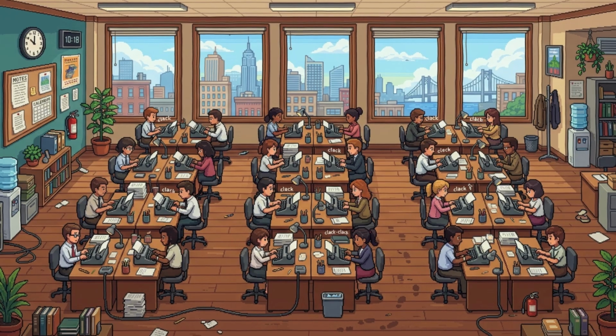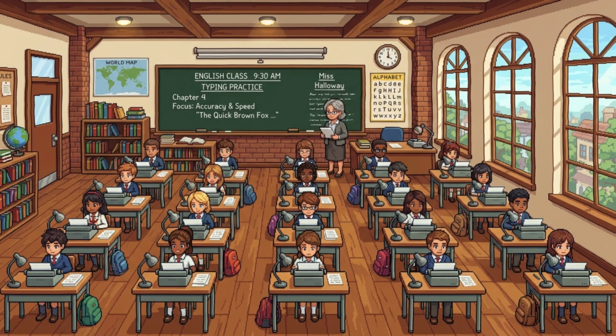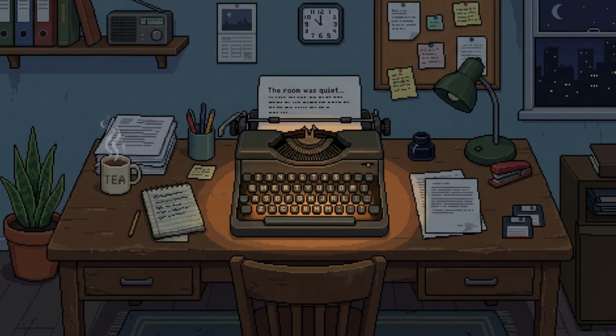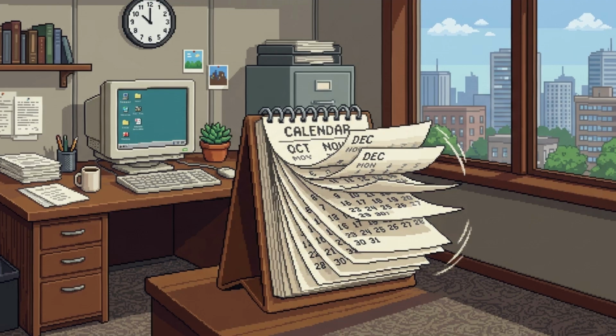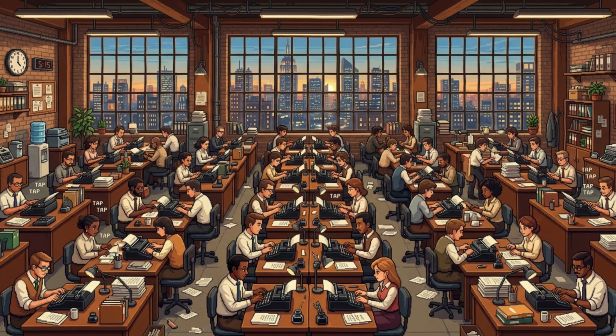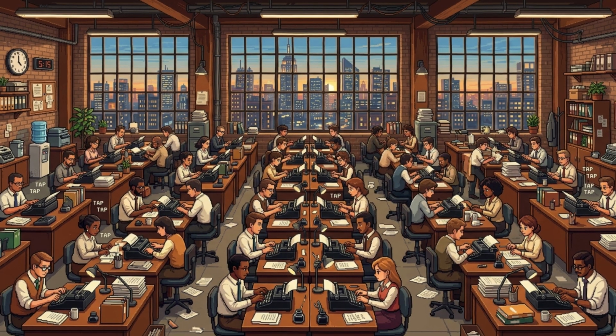As typewriters spread into offices, schools began teaching typing using the QWERTY layout because that's what was available. Professional typists built entire careers around muscle memory trained on this specific arrangement. Within about 2 decades, QWERTY wasn't just one option among many. It was effectively the only layout anyone learned.